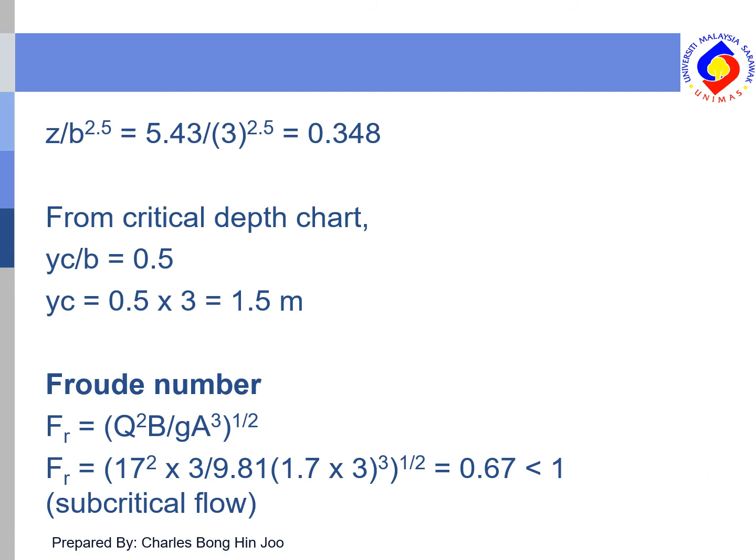Then the next thing is to find the Froude number. To find the Froude number, we can use the expression of Q squared B divided by g A to the power of 3, and the whole expression we raise to the power of 1 over 2. Substitute in, and you'll get the Froude number value as 0.67, which is less than 1. This is considered as subcritical flow.